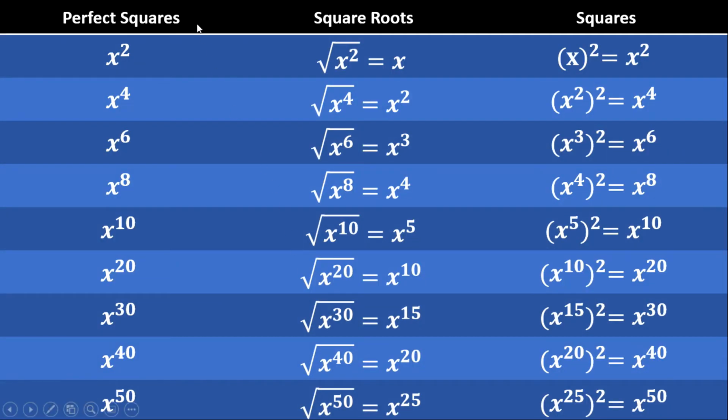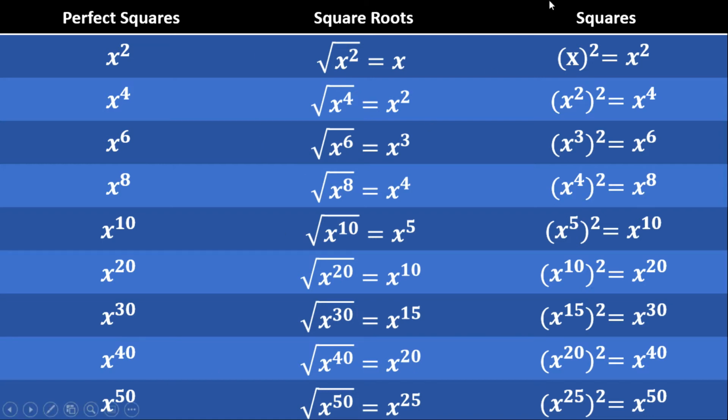Now, when we talk about perfect squares, square roots, and squares that involve variables, look at these examples here. Perfect squares are x squared, x to the 4th, x to the 6th power, x to the 8th power, x to the 10th power, and so on. If we notice, all of their exponents are even numbers or exactly divisible by 2. So when it comes to variables, we can say that they are perfect squares if the exponent is exactly divisible by 2.